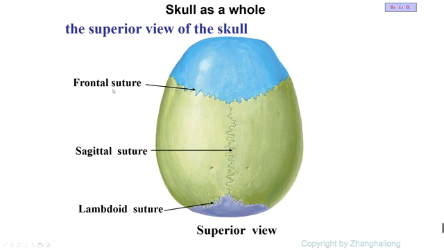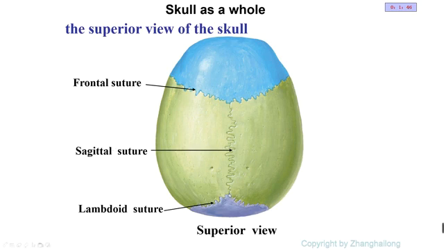This is a suture. A suture is a direct connection between different bones. They are joined very closely. Between the frontal bone and the parietal bone, this is the frontal suture. Because this suture runs from left to right, parallel with the coronal plane, another name is coronal suture. And this suture between the two parietal bones, from anterior to posterior, is the sagittal suture, because it is along the sagittal plane or sagittal axis.